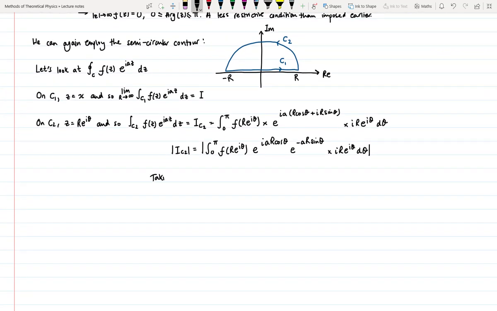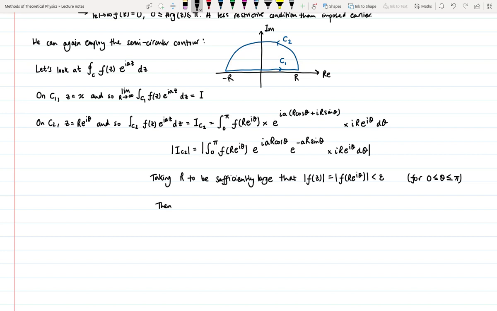We can say that, taking r to be sufficiently large, the absolute value of our function on the arc is bounded from above by epsilon, which is some small number that tends to 0 as r tends to infinity. I'll note here that this is for theta constrained between 0 and pi.